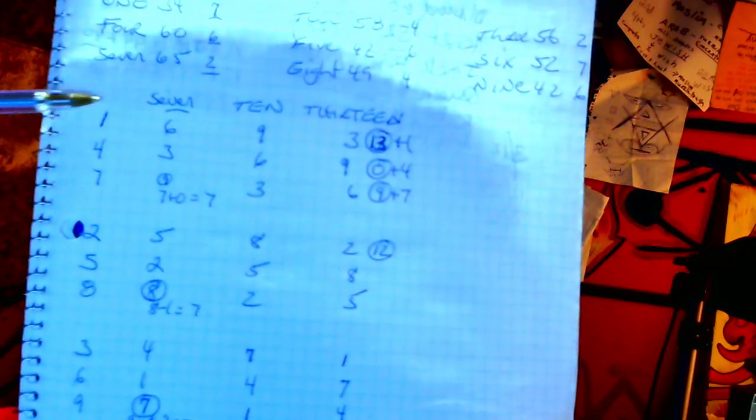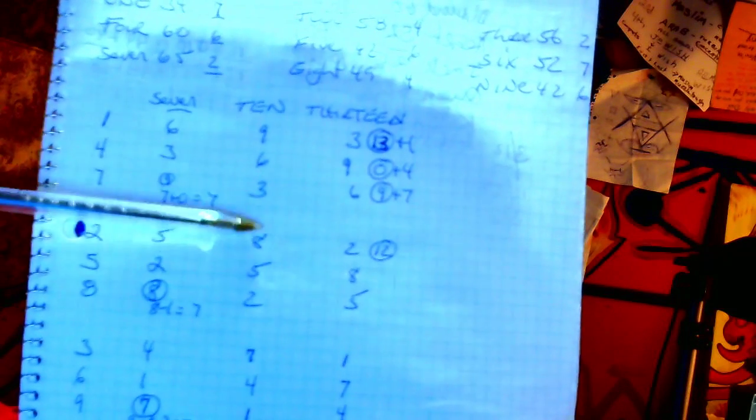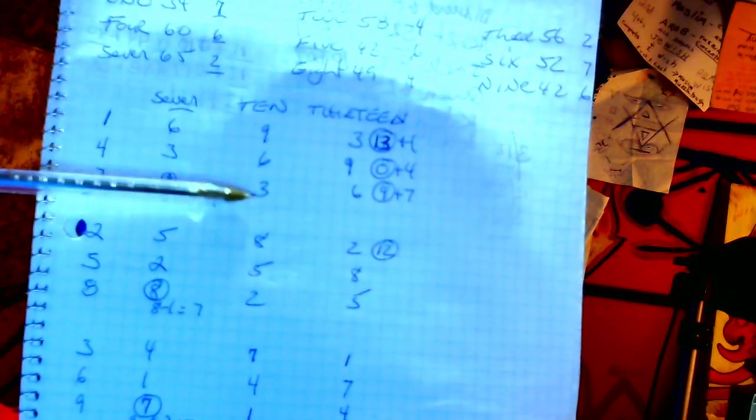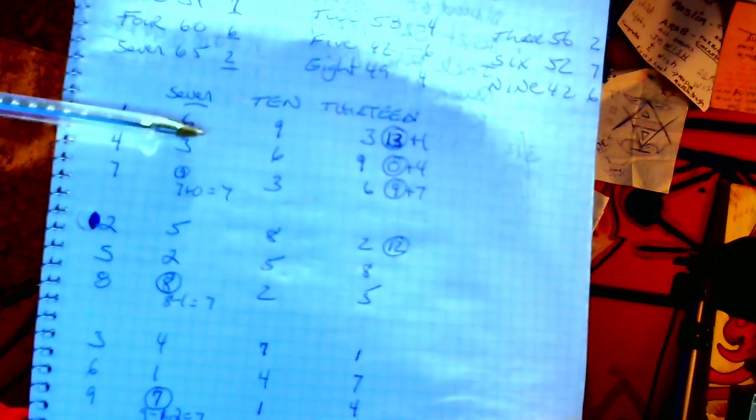The 10 area. 1 and 9, 4 and 6, 7 and 3 is 10. All 10s will create 1, 0. These will become all 7s. This whole row will become 7, and this whole row will become 7.